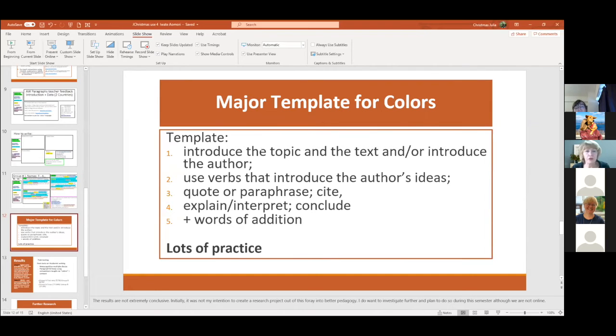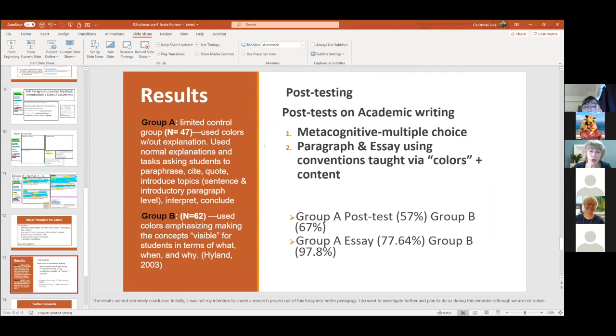So the template for the colors was 5 things, basically: introduction to the topic and text, and perhaps the author, using verbs that introduce the author's ideas, quoting, paraphrasing, citing, explaining, interpreting, concluding, and then words of addition. So they had lots of practice with this, and these are the results. The post-testing was done in 2 ways. There was a kind of metacognitive multiple choice that gave them bad examples or good examples, using Google Forms. And then they had to do a paragraph and an essay using the conventions of the colors.